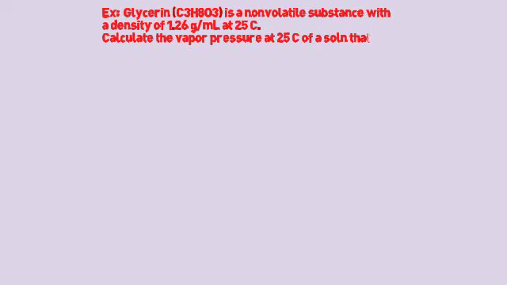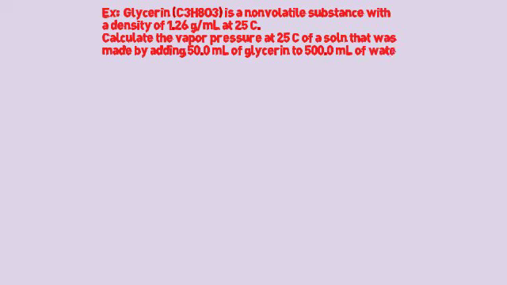So let's do an example with Raoult's law. We're going to take some glycerin, there's the formula. It is non-volatile, and we're going to add it to some water. It has a density of 1.26 grams per milliliter at 25 degrees Celsius. We're going to calculate the vapor pressure at 25 degrees Celsius of a solution that was made by adding 50 milliliters of glycerin to 500 milliliters of water.